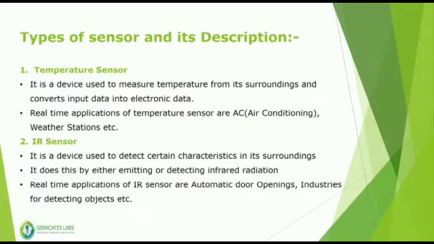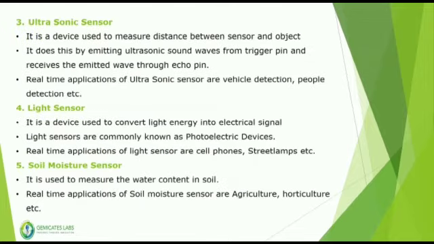IR sensor, which is used to detect objects in the surroundings by emitting and detecting infrared radiation. They are commonly used in automatic door openings, industries for detecting objects, etc. The next one is the ultrasonic sensor. It is used to measure the distance between the sensor and an object by emitting sound waves from the trigger pin and receiving the emitted wave at the echo pin. They are used in vehicle detection, people detection, etc.